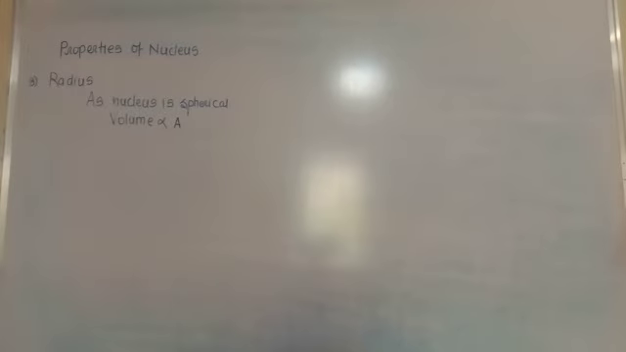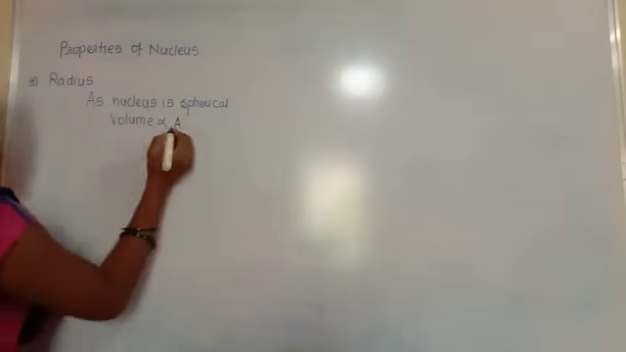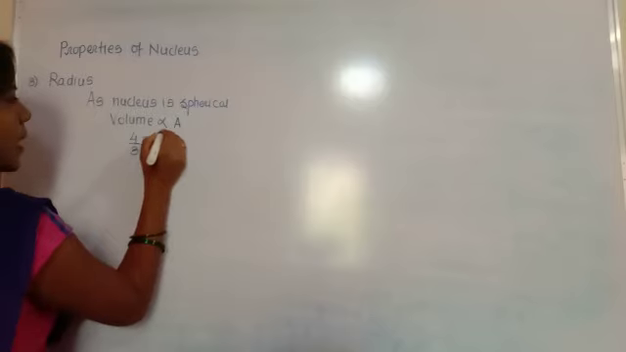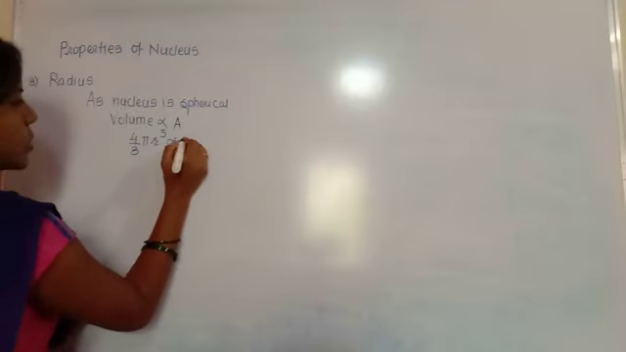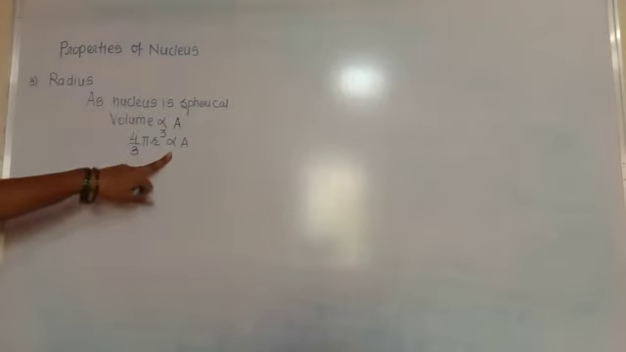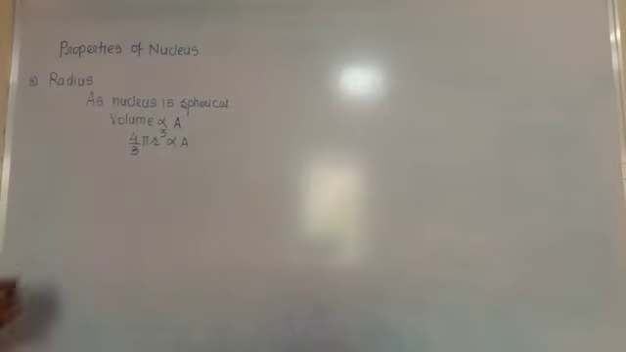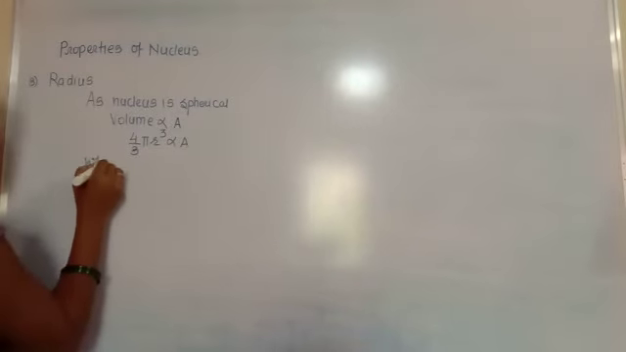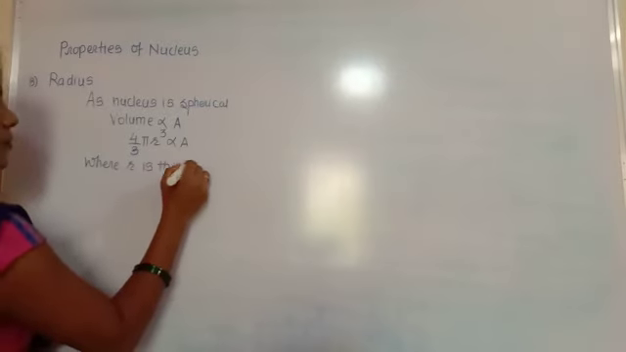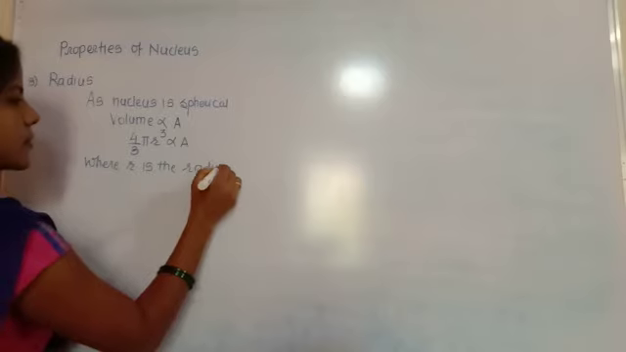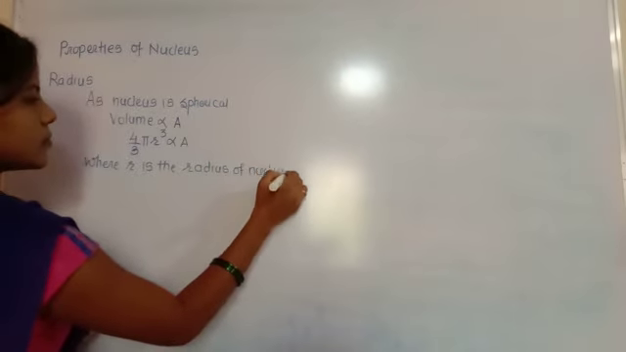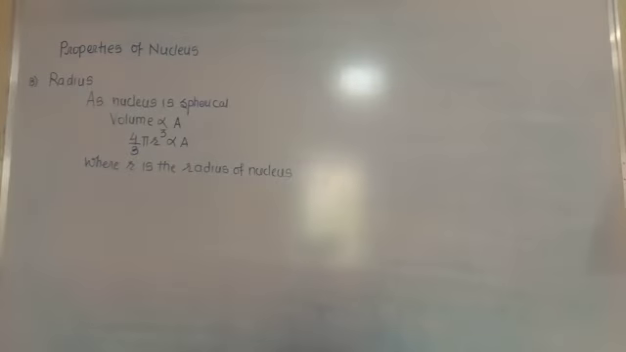A is also the mass number, and we know that the volume of the nucleus, that is 4/3 pi r cube, is directly proportional to A. That means the volume is directly proportional to the mass number, where R is the radius of the nucleus.